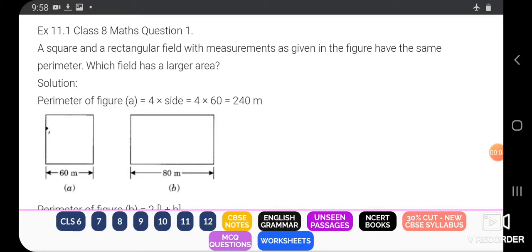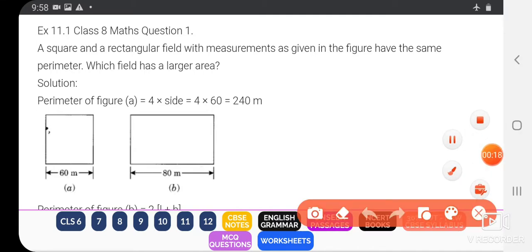Today we'll do class 8 chapter 11, that is mensuration. So let's see question number 1 of exercise 11.1. As you can see, in the chapter mensuration, you need to know certain formulas like area of rectangle. So let me write and show you.